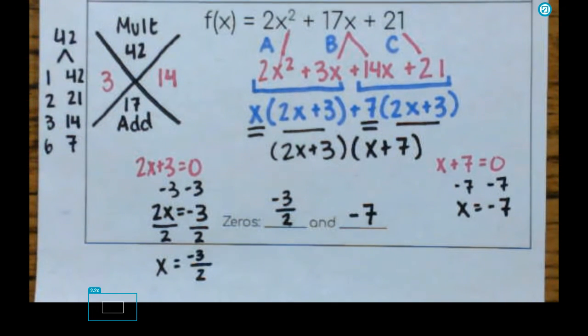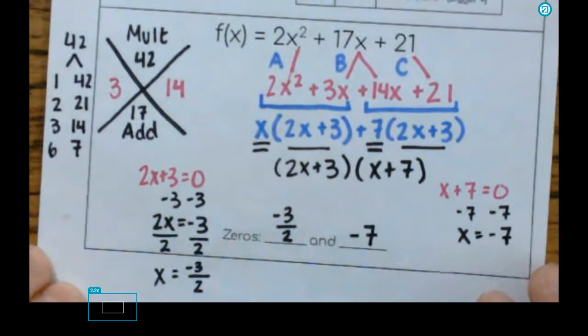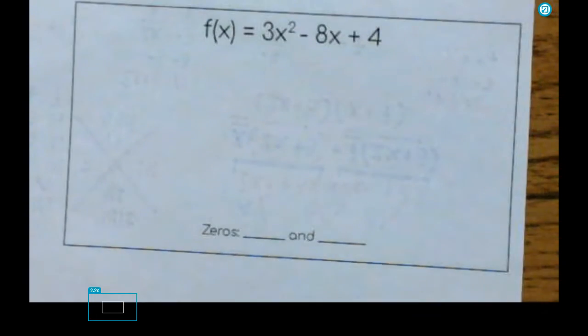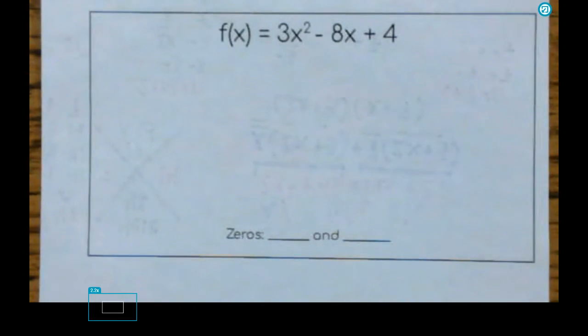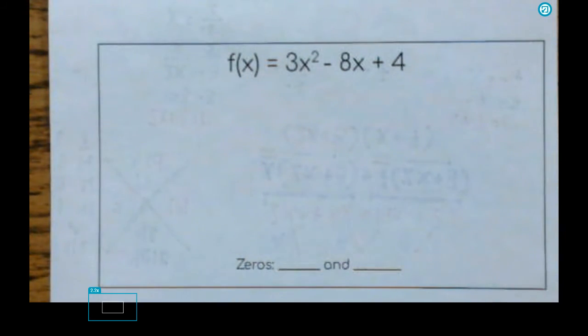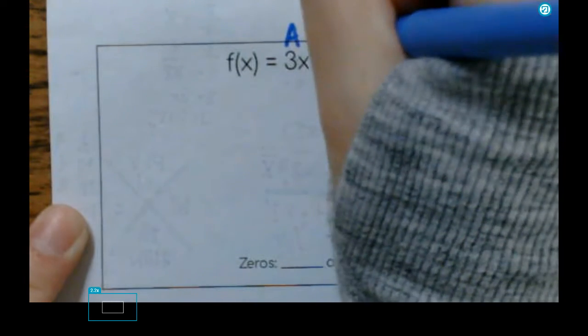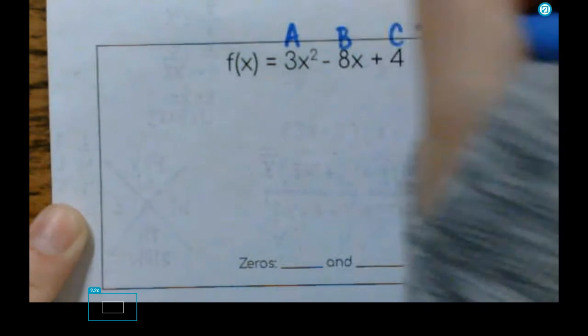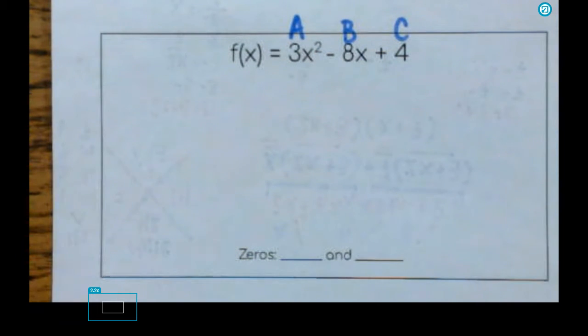So we've got one more we're going to do on the notes, and then we are actually going to do one on your assignment together to give you guys a head start. So flip this over. We've got 3x squared minus 8x plus 4. I'm going to label my A, B, and C. I'm going to do it above this time, which is what I normally do. On this one, pay attention. B is negative 8, not positive 8. Okay, draw my big X.